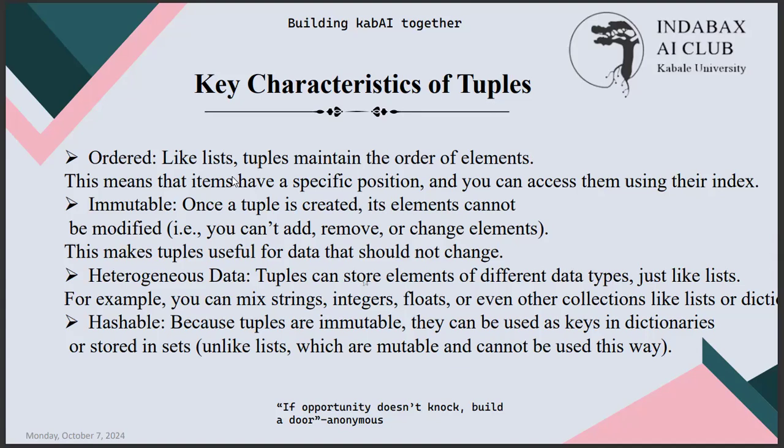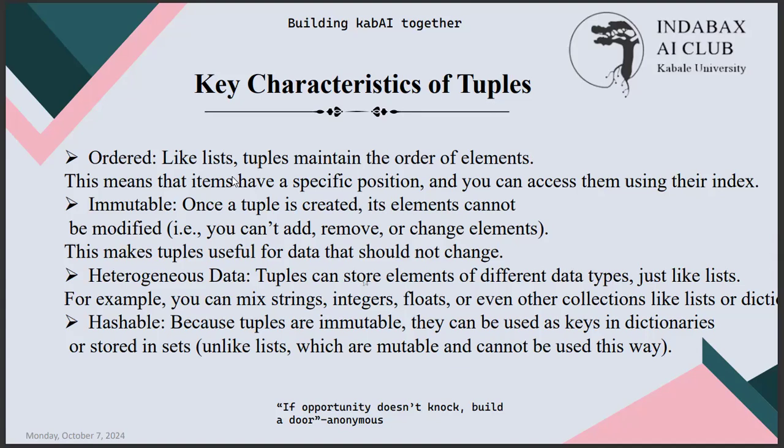Then heterogeneous data. Tuples can store elements of different data types, just like lists. So in a tuple, you can have a mixture of strings, floats, integers. So there is that independence to have all those data types mixed together. Then hashable. Because tuples are immutable, they can be used as keys in dictionaries or stored in sets, unlike lists which are mutable and cannot be used this way.